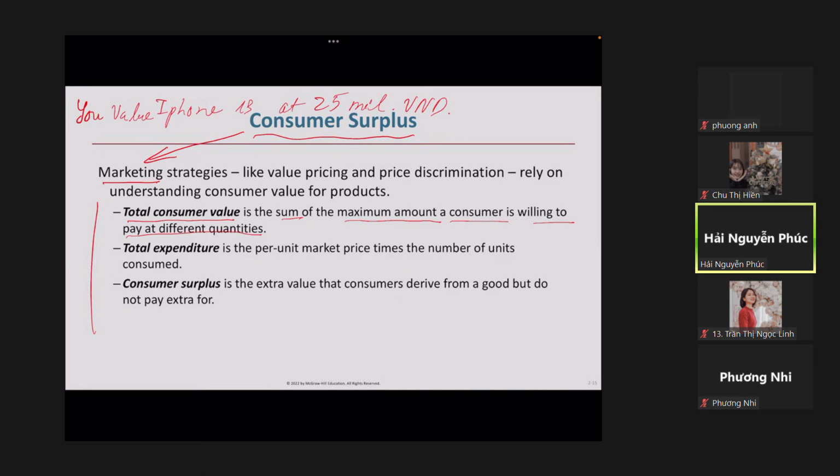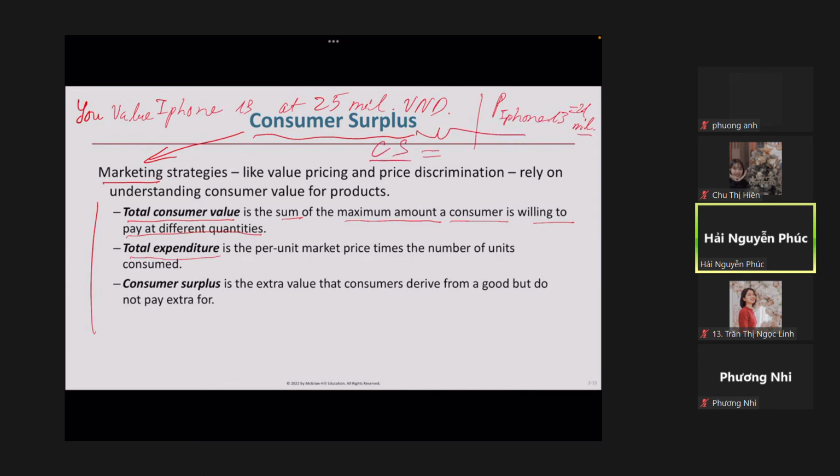The second concept is total expenditure. It is the per unit market price times the number of units consumed. Suppose you have the following. The market price for iPhone 13 is 21 million. You value the iPhone 13 at 25 million. The market price for this item is 21 million. Based on this, you can easily find out your consumer surplus.